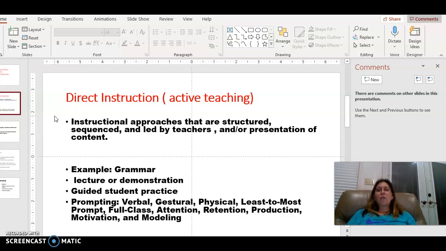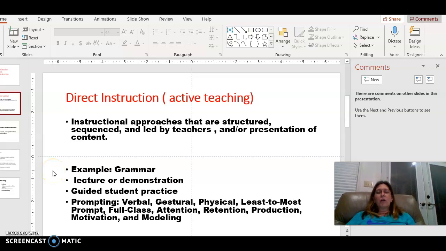It's an instructional approach that is structured, sequenced, and led by the teacher, and the presentation of contents. Direct instruction is kind of a guided instruction for the students.